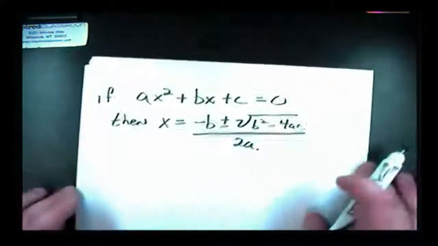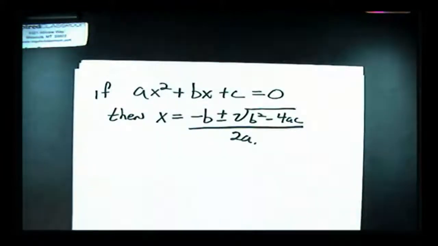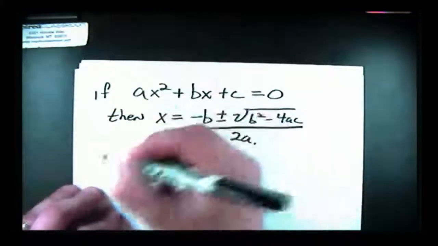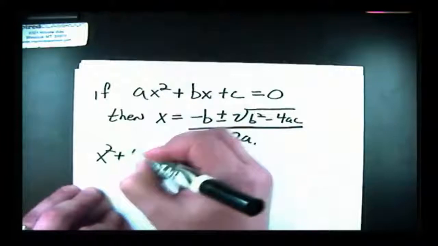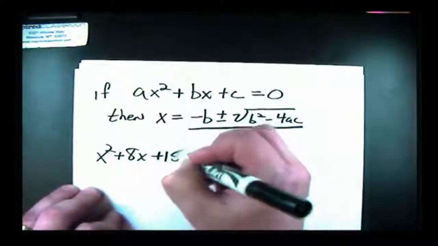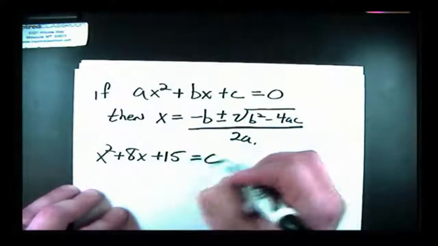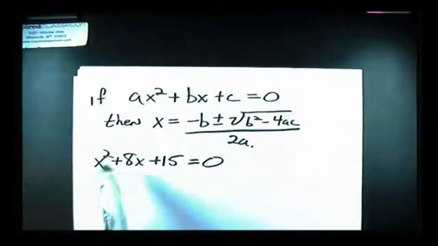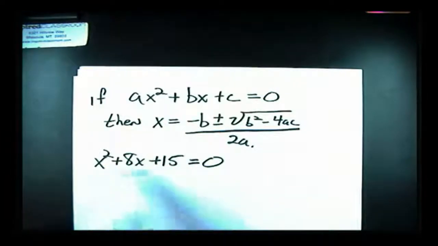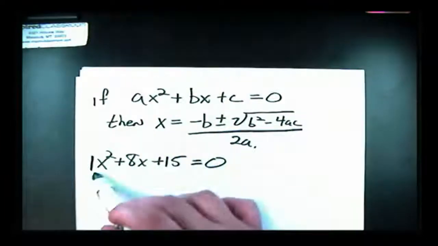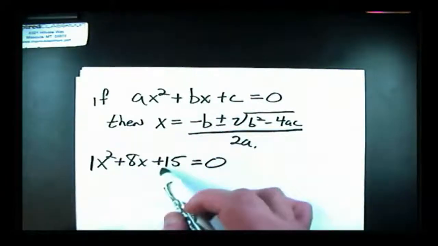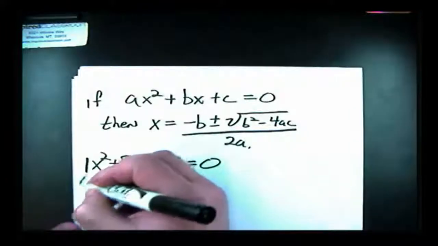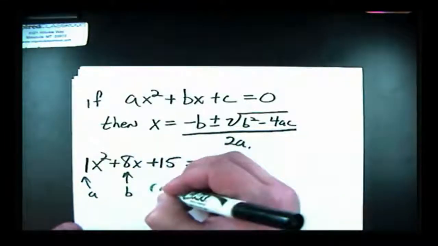So if ax squared plus bx plus c is equal to 0, then x is equal to the opposite of b plus or minus the square root of b squared minus 4ac divided by 2a. With our last problem, I had x squared plus 8x plus 15. If I let that equal 0, then I'm in the form, and I can use this formula. I have 1x squared, which is a, plus 8x, which is b, plus 15, which is c, equal to 0.